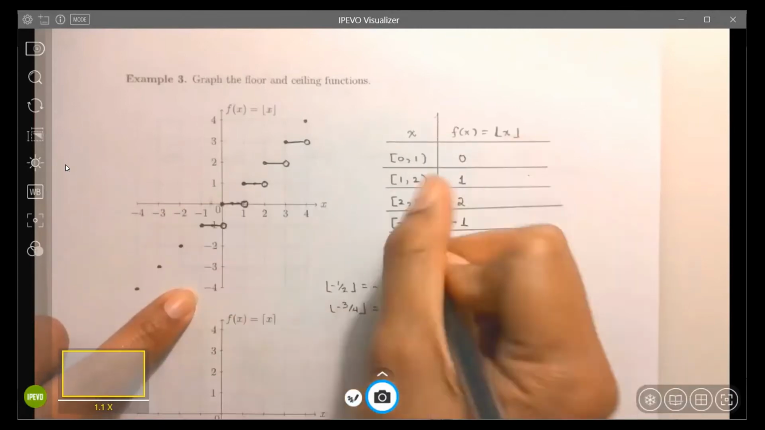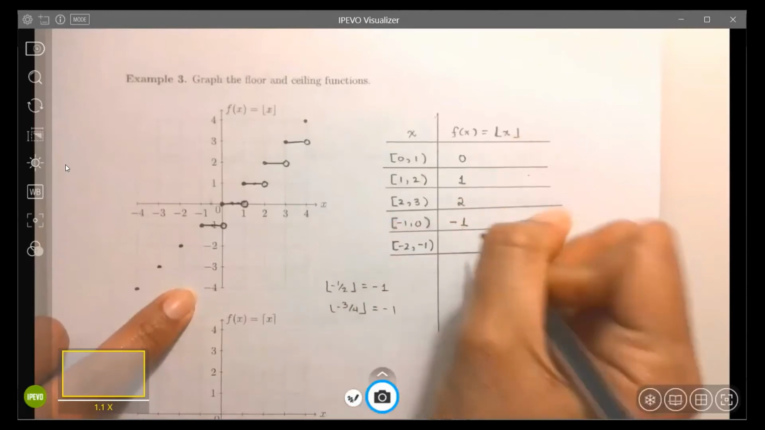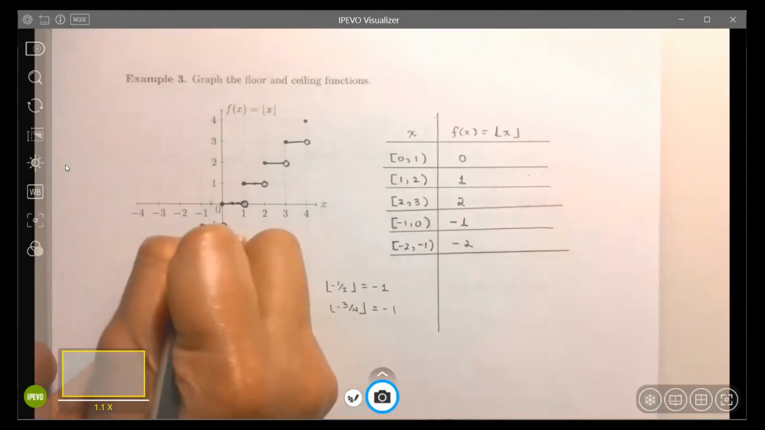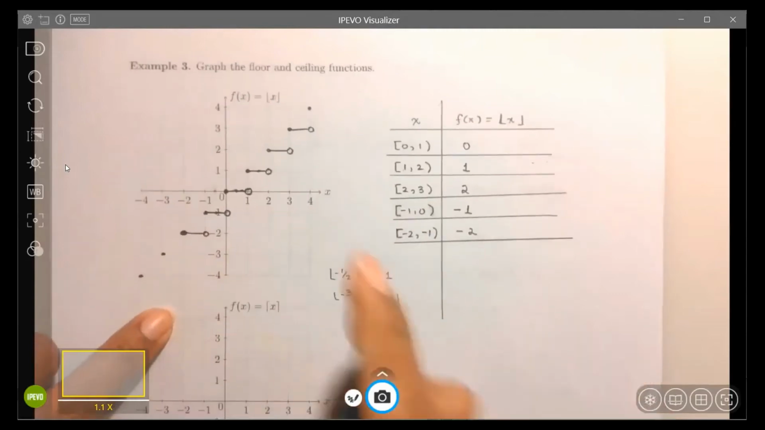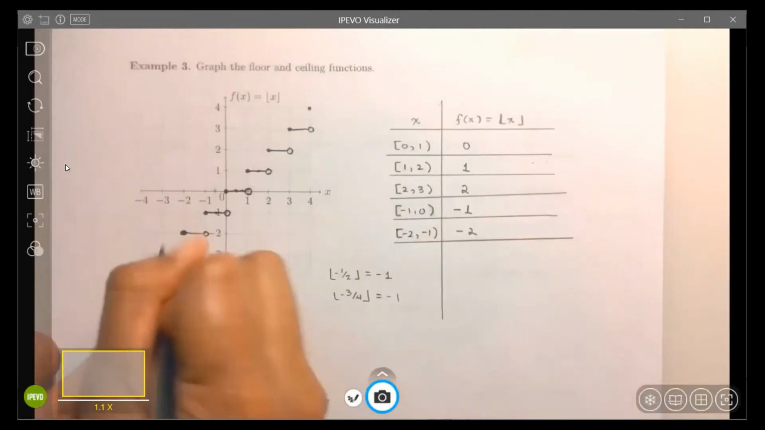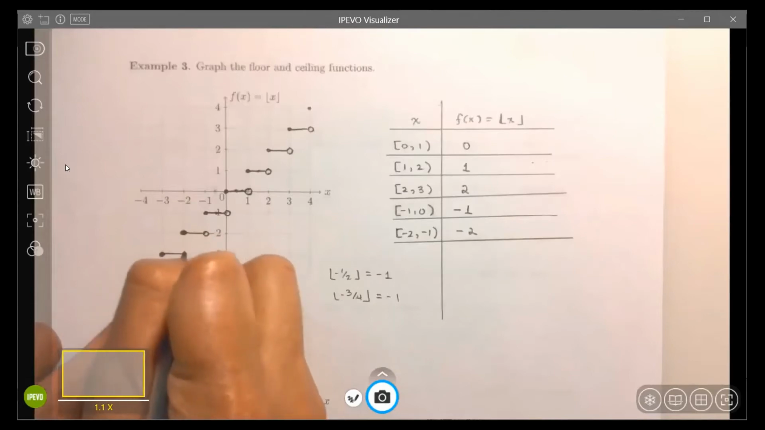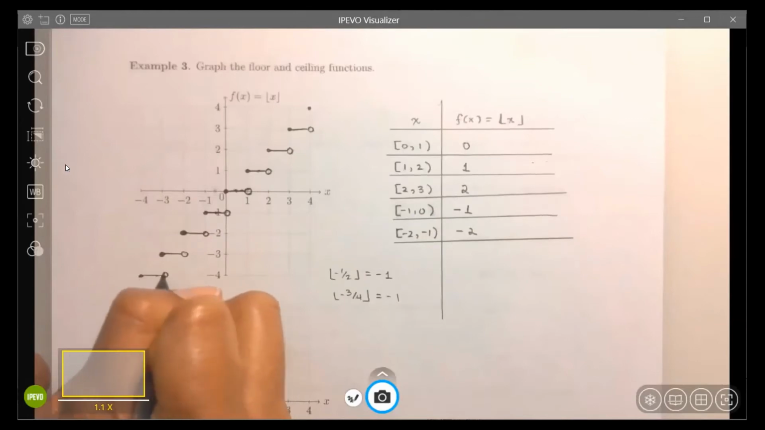And then anything from -2 to -1 is going to get mapped down to -2. Okay, so it's going to have this straight line. Anything between -3 and -2 is going to get mapped down to -3. And anything between -4 and -3 is going to get mapped down to -4.